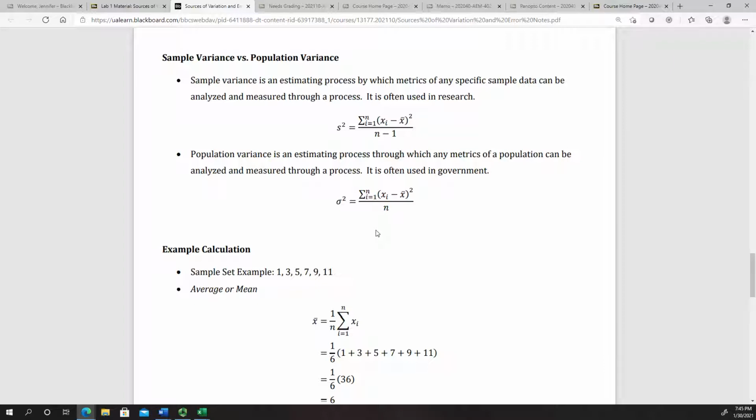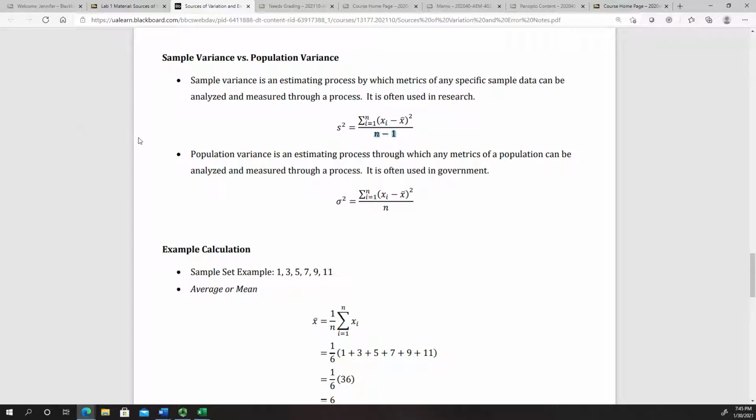Another way you could look at this is your sample versions are looking at a subset of a population. So if you had a population size of 1,000, and you wanted to do a test on that but couldn't test all 1,000 samples, then if you tested, say, 100, that would be the sample set of your entire 1,000 size population. Mathematically, the population would have a denominator of n, which is your total number of samples, while your sample version would be n minus 1. So it's essentially a mathematical representation of not having the entire sample set for your data.